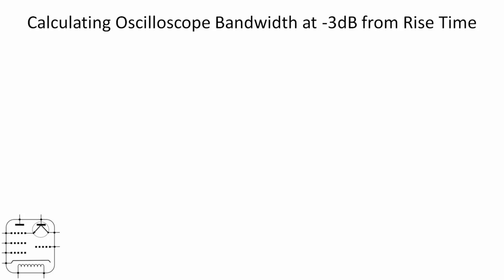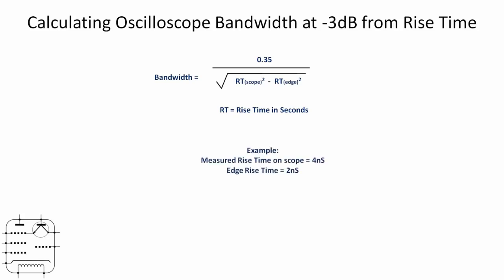And Alan suggests that you can get an approximation of bandwidth by using the following formula: 0.35 divided by the square root of the rise time of the scope squared minus the rise time of the edge of the square wave that you're using, also squared, and the rise time will obviously be in seconds and the output will be in hertz. So an example: measured rise time on a scope, say it's 4 nanoseconds, and let's say the edge rise time is 2 nanoseconds.